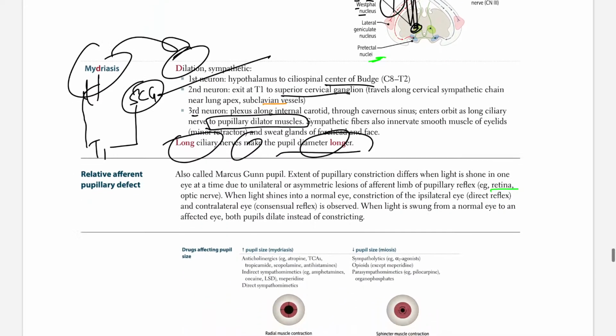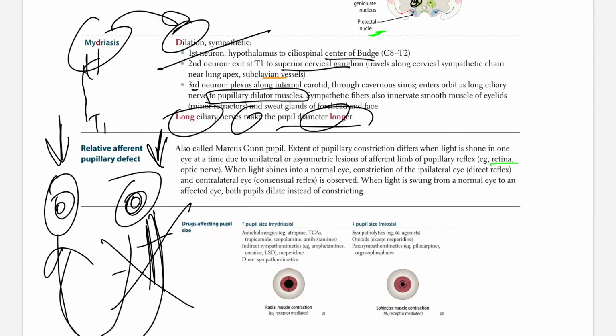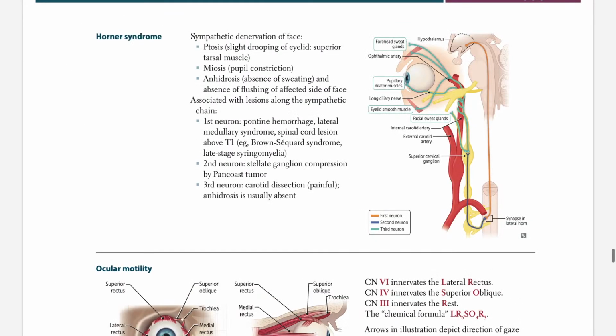Then we have here the afferent defect. As the name suggests, you have an afferent pupillary defect, meaning either you have a problem in the retina or a problem in the optic nerve. The most common optic nerve problem is optic neuritis, which is seen in multiple sclerosis, MS. This eye is going to dilate, and the other doesn't even know it's going to dilate. That's called the afferent pupillary defect. Something is wrong in the afferent fibers, for example the retina and optic nerve. Okay, let's move on to the next page, which is Horner syndrome.